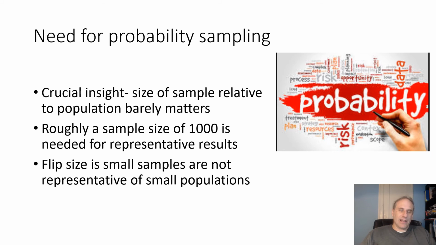You might think, oh, well, I only have a city of 2,000 people, so I can do a relatively small sample that's representative of them. Not so true. If you have 100 people sampled in a city of 2,000, that's far less accurate and representative than a sample size of 1,000 for the whole United States.